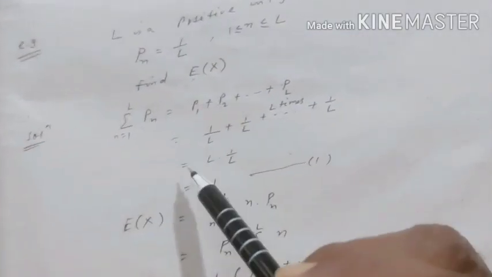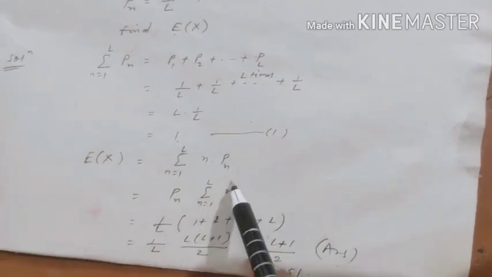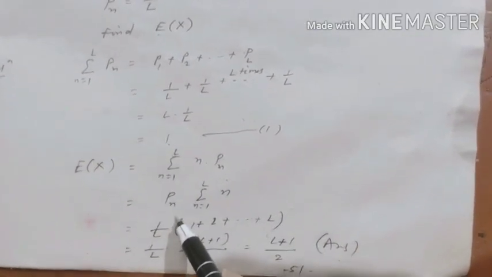Another example: suppose Pn is equal to 1 by L. What is the sum of P of n? P1 is 1 by L, P2 is 1 by L, and so on, L times. The answer is 1. So what is the expectation? Sum of n into P of n. Pn is a constant, so we need the sum 1 plus 2 plus up to L. What is the formula? Very simple formula: L into L plus 1 by 2. So the answer becomes a function of a random variable.